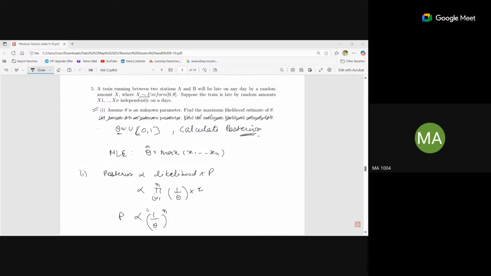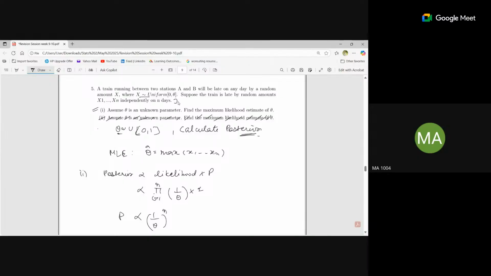Is the question clear? Yes. Ma'am, in the question, it's not asked to find the Bayesian estimate, right? How did you frame the posterior? Is it not printed over here? No, basically this is the question. A train running between two stations A and B. This is the first.